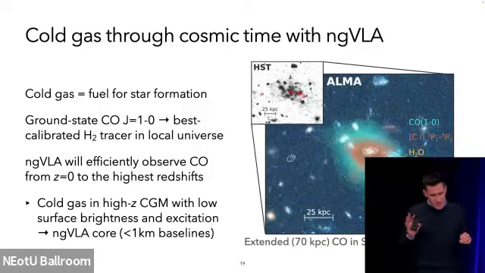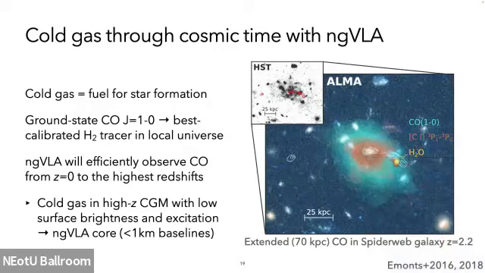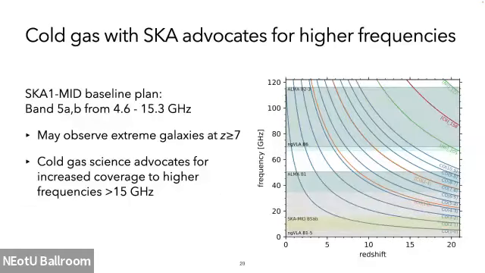So how does the SKA fit into this picture? Very briefly, Band 5, as planned, goes up to about 15.4 gigahertz. And this means it will be able to observe CO at very high redshift, so CO 1 to 0 above redshift 7 or so. But really, to trace cold gas across cosmic time with the SKA would actually require pushing it out to a bit higher frequencies.